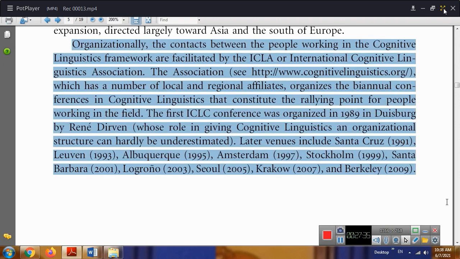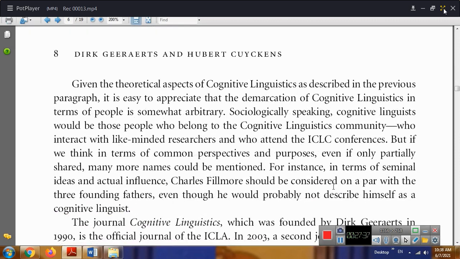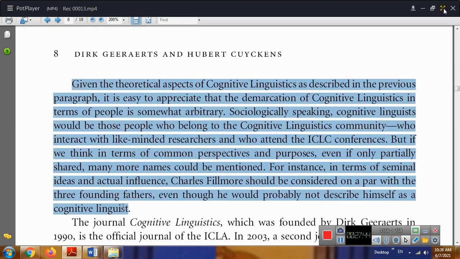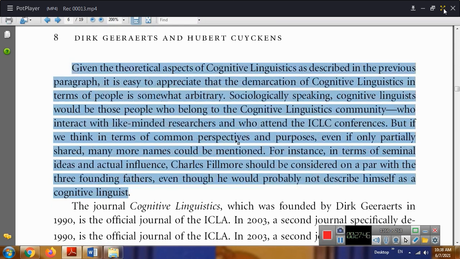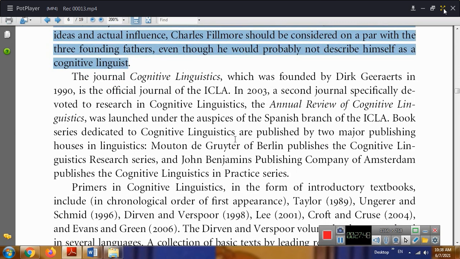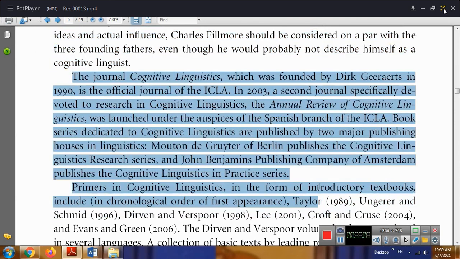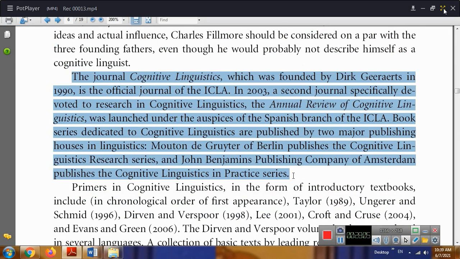Okay, they are not important, dear student. This paragraph is not important, it just gives us some information about the conferences of cognitive linguistics. And here it gives us the information about the Journal of Cognitive Linguistics. I just read it, but I don't want you to know all of them for the final exam. I just read it to be familiar with this journal.